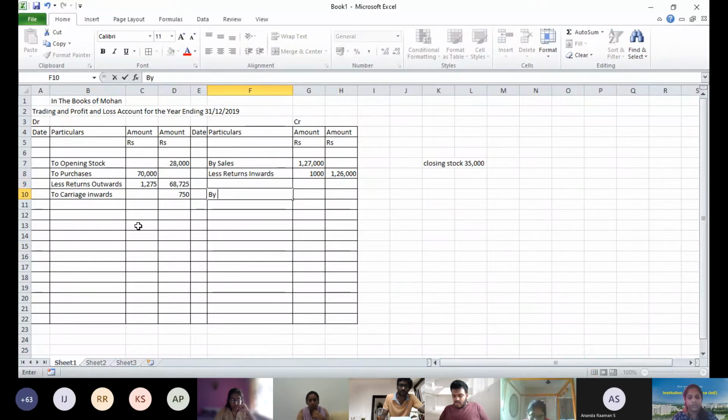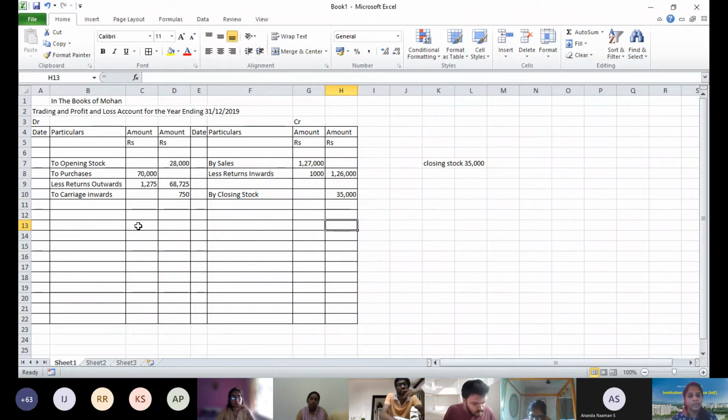Anything else? Yes, by closing stock, the adjustment is there. All the adjustments will come in two places, guys. Make a note of that. By closing stock, I've given 35,000. Either it will come in trading or in P&L, and anyway it will come in the balance sheet. What is coming in P&L will come as well in the balance sheet. If it is coming in trading account, it will come in the balance sheet. That is what I'm trying to tell you. I hope you are understanding.